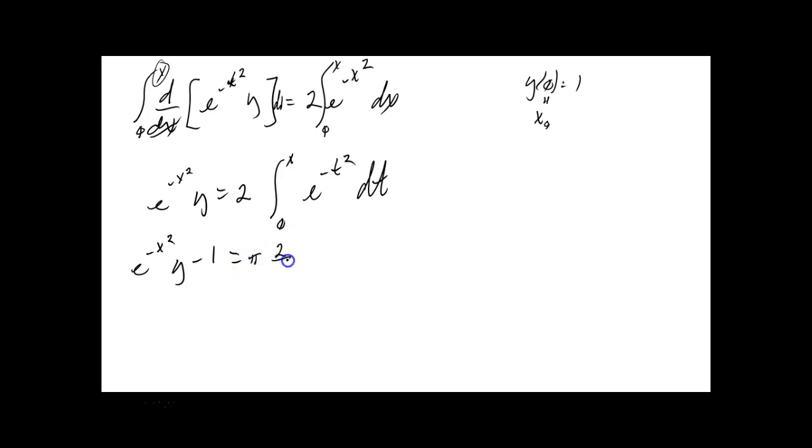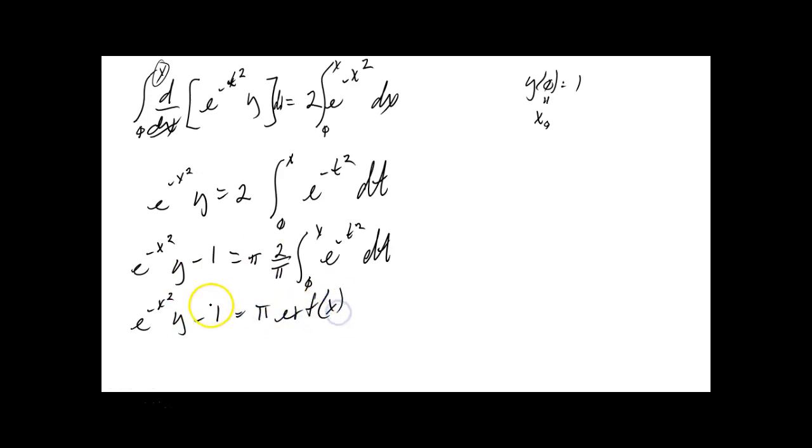If you multiply by pi and divide by pi, then you get your error function. This is 0 to x e to the minus t squared dt. So what you have here is e to the minus x squared y minus 1 is equal to pi times the error function of x. Okay? And if you want to solve for y, add 1 to both sides. So you have e to the minus x squared y is equal to pi ERF of x plus 1.